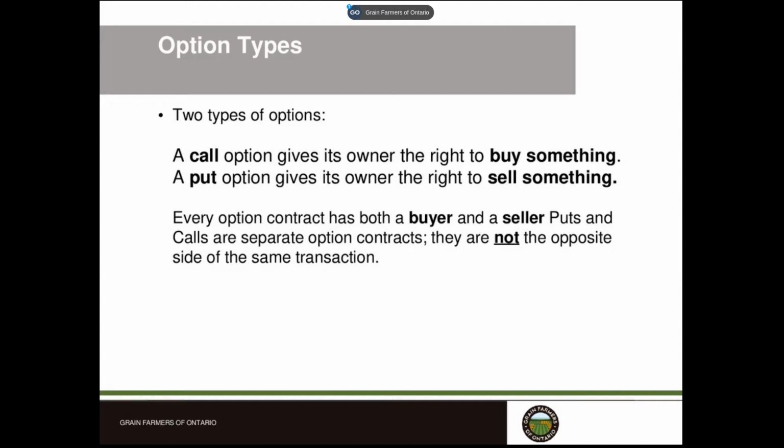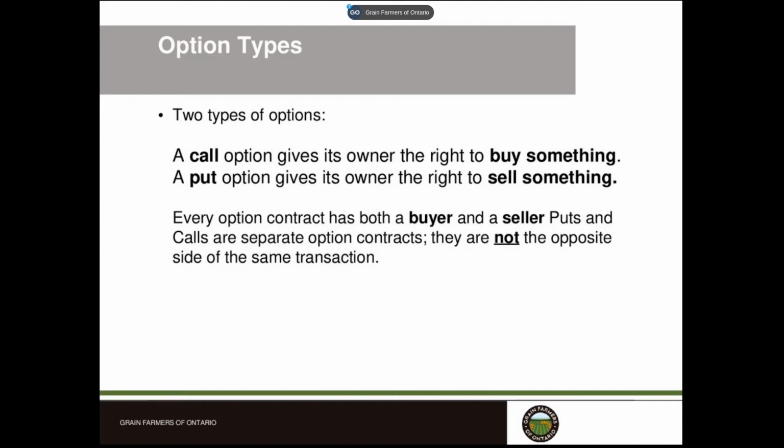Now, every option contract has a buyer and a seller. So I can't just fictitiously buy an option on gold because I think it's going to go higher unless somebody sells it to me. The same with the put option. I can't buy a put option on a corn contract unless somebody wants to sell it to me. So every option has a buyer and a seller.